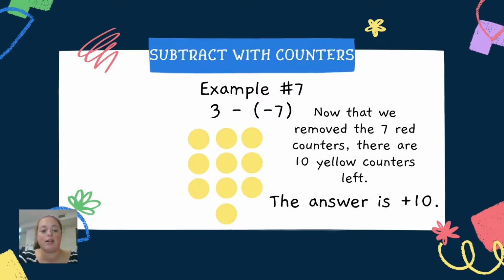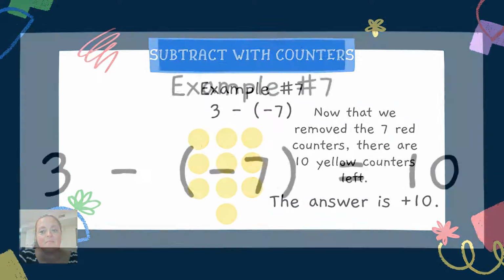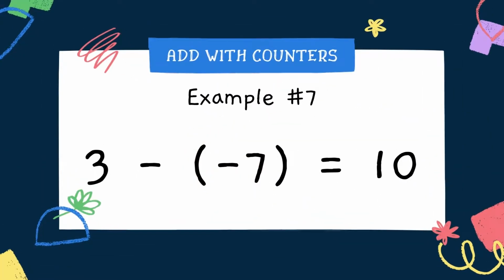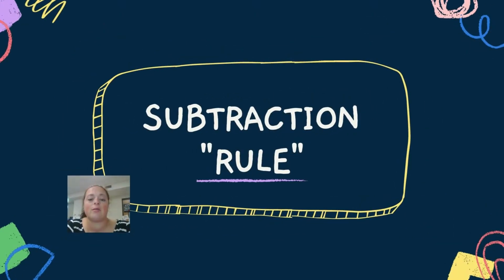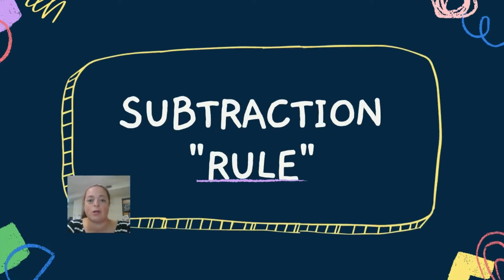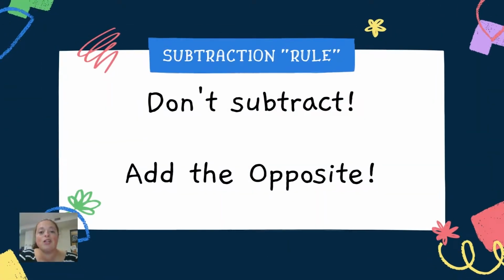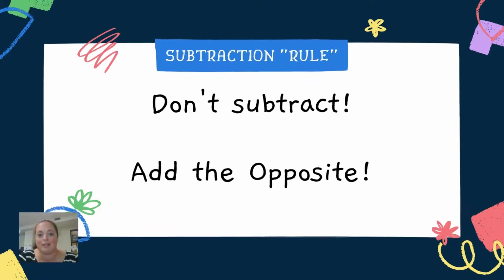Now that we removed the 7 red counters, there are 10 yellow counters left. So the answer to 3 minus negative 7 is positive 10. Now that we've looked at how to subtract using a number line and counters, let's look at what rule we can discover from how this works. Here's our rule. Don't subtract. Instead, add the opposite.